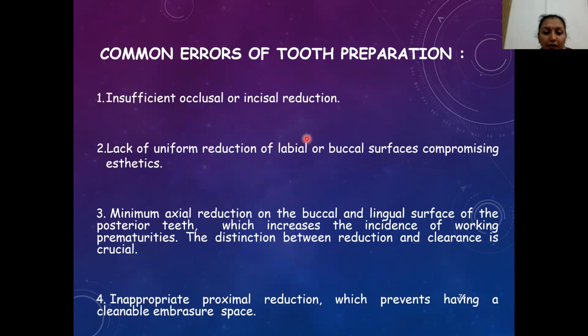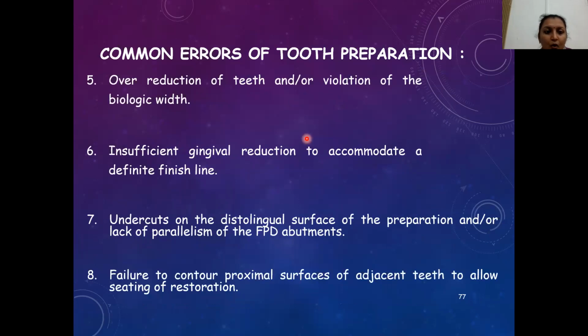Inappropriate proximal reduction, which prevents having a cleanable embrasure space, over reduction of teeth and or violation of the biologic width, insufficient gingival reduction to accommodate a definite finish line, undercuts on the distal lingual surface of the preparation and or lack of parallelism of the FPD abutments, failure to contour proximal surfaces of adjacent teeth to allow seating of restoration.